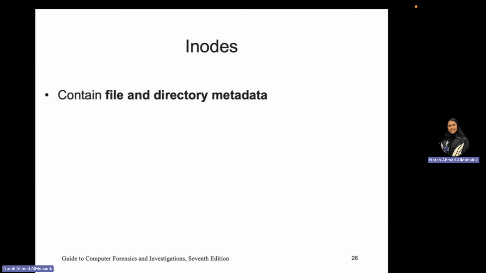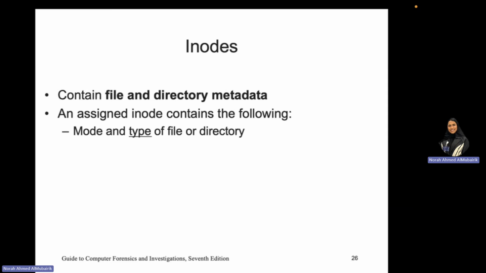Okay, so the inode contains file and directory metadata. It does not contain the data. The data is left for the data block, but the inode, the index node, the information node, contains the metadata. An assigned inode contains the following: the mode and type of file or directory. It will tell me whether this is a file or a directory.